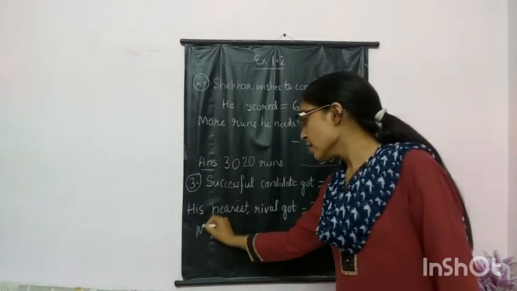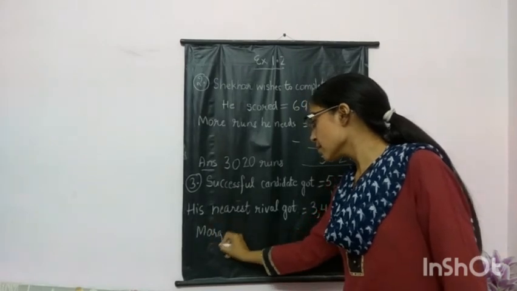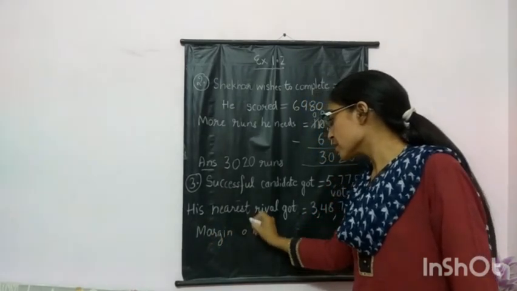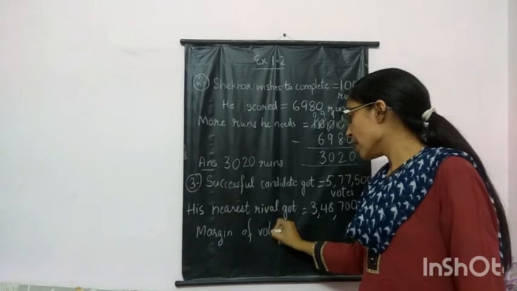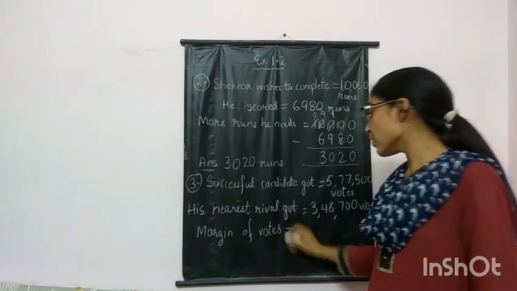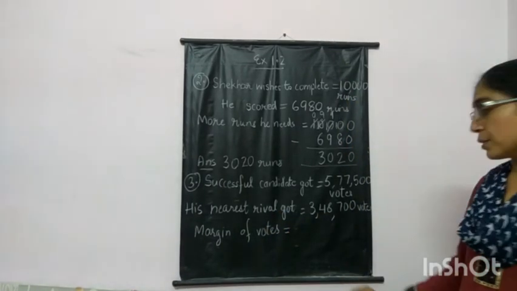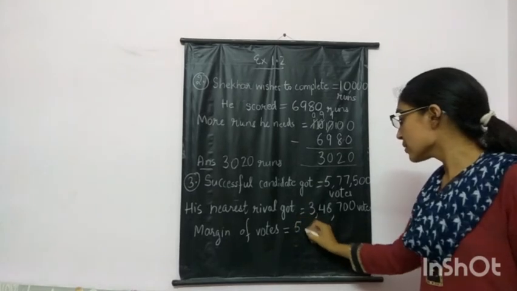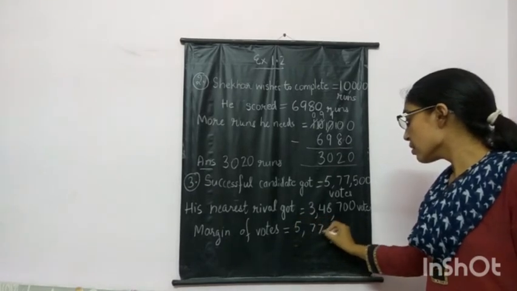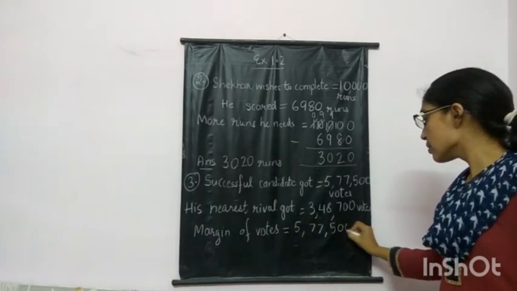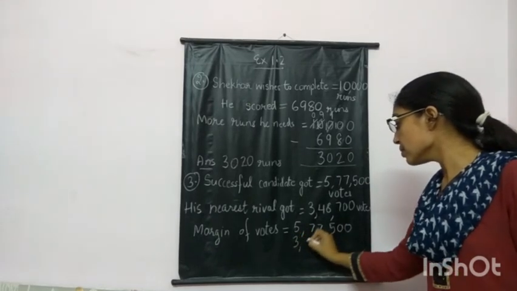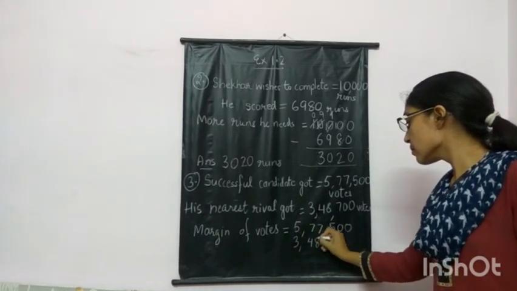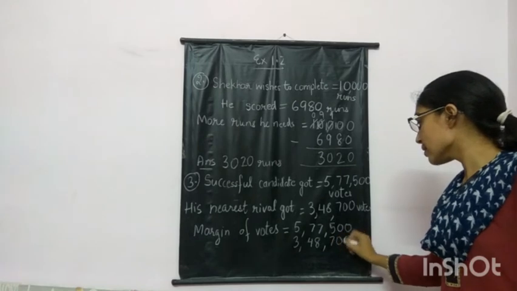So you will write margin of votes. Margin of votes means the difference between the votes of these two people. So we will subtract. First write bigger number up, smaller number down. Let's subtract it.